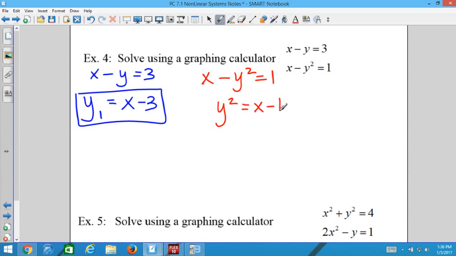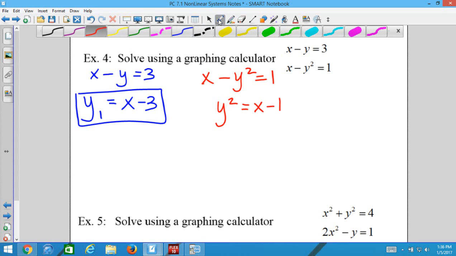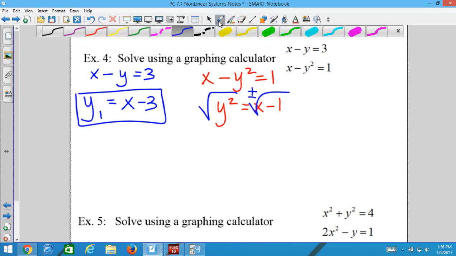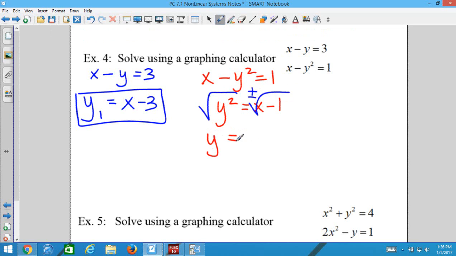I have to square root, but if you square root, you got to do plus minus, right? If you do square root, you also do plus minus. So now we have y equals plus minus square root x minus 1. Can you type in plus minus in the calculator? You cannot.